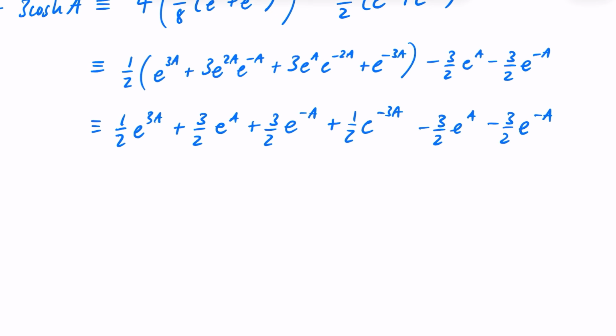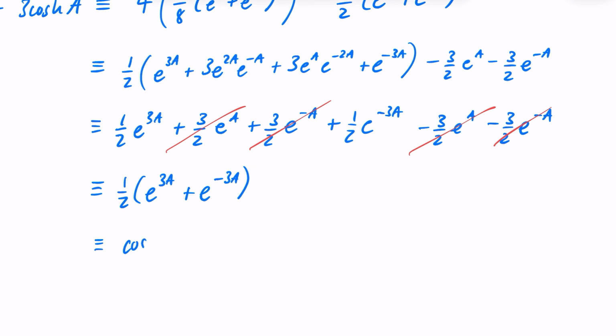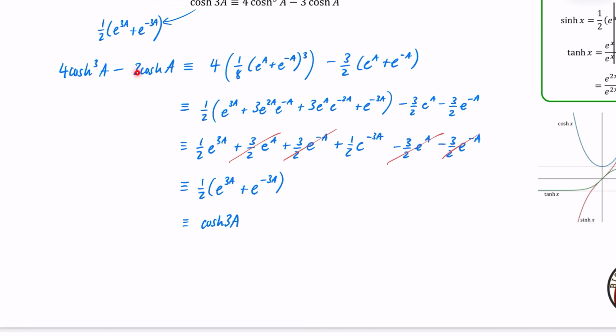I think it's hard really just to keep track of where everything is. So this one cancels with this one, and this one cancels with this, meaning we are left with a half of e to the 3a plus e to the minus 3a, which we said at the very beginning was our definition of cosh 3a. So we have proven that this thing that we have here is equivalent to cosh 3a.